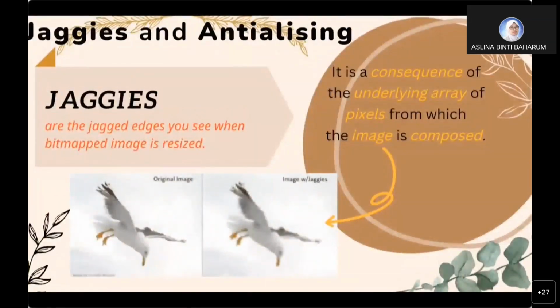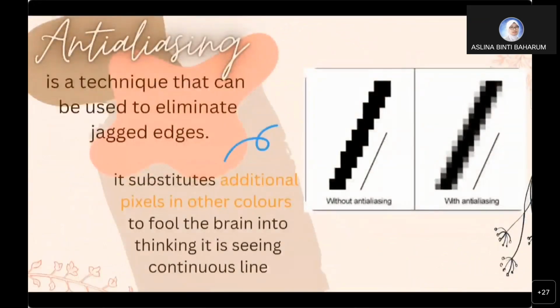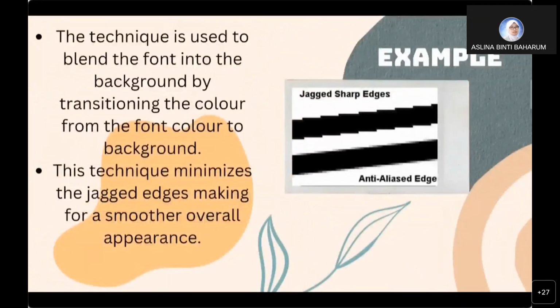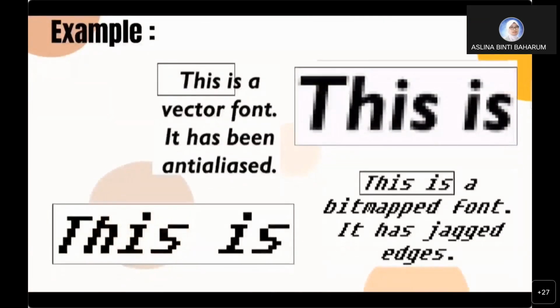Jaggies and anti-aliasing. Jaggies are the jagged edges you see when a bitmapped image is resized. It is a consequence of the underlying array of pixels from which the image is composed. Anti-aliasing is a technique that can be used to eliminate jagged edges. It substitutes additional pixels in other colors to fool the brain into thinking it is seeing a continuous line, like shown in the picture. The technique is used to blend the font into the background by transitioning the color from the font color to background. This technique minimizes the jagged edges, making for a smoother overall appearance. These are the examples of anti-aliasing.